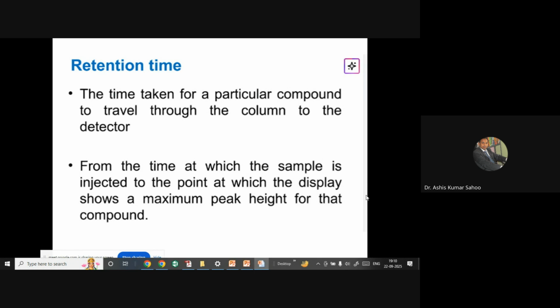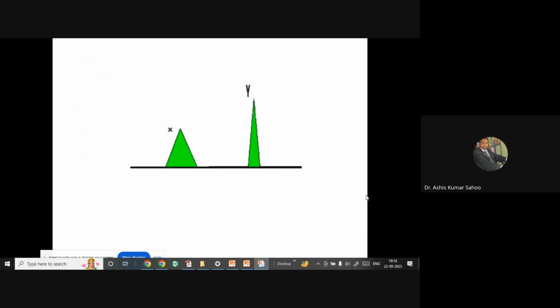It is the time from which the sample is injected to the point at which it shows the maximum peak height for that compound. So this is known as retention time. So you can see what the retention time looks like. In HPLC you will see the graph looks like this.